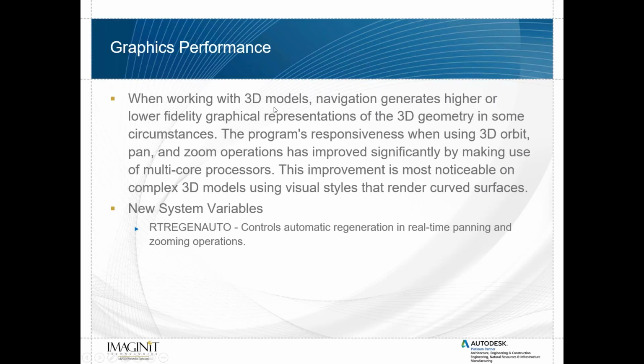When working in 3D models, Navigate generates higher or lower fidelity graphical representations of the 3D geometry in some circumstances. The program's responsiveness when using 3D orbit, pan, and zoom operations has improved significantly by making use of multi-core processors. This improvement is most noticeable on complex 3D models using visual styles that render curved surfaces.